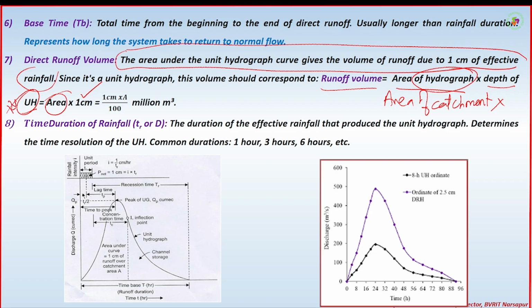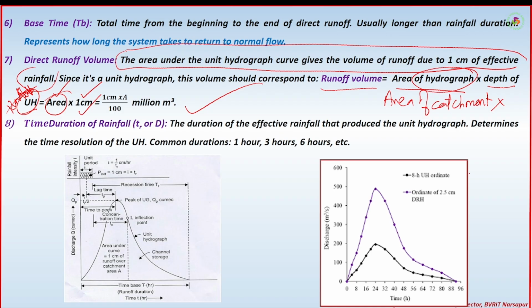Here you can write depth of runoff. The depth of runoff for UH is always 1 centimeter. So area of the catchment into 1 centimeter is the volume of direct runoff. So these are the things.